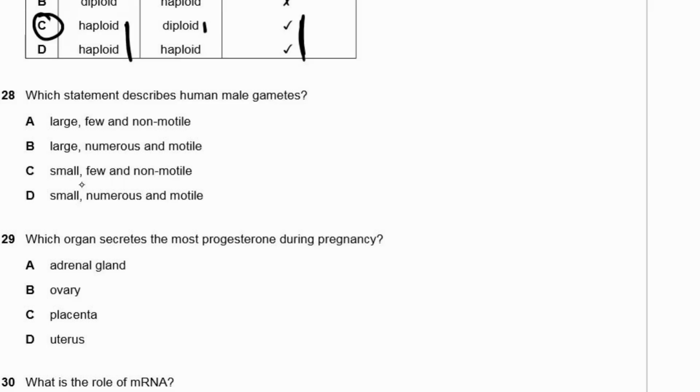Question 28. Which statement describes human male gametes, or sperm? Are they large or small? Well, they're small. Are there few or numerous? Well, there's many. Many sperm. And are they motile or non-motile? Motile means that they move, so they move. So the answer is D. They're small, there's many of them, and they move because they have their flagellum.